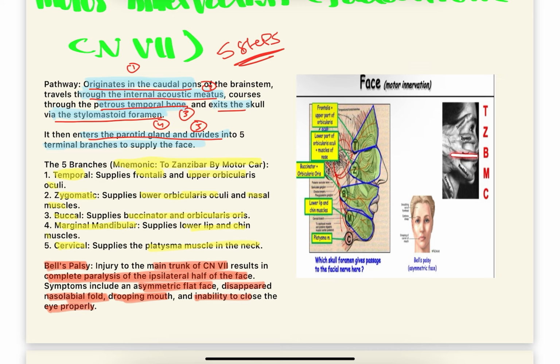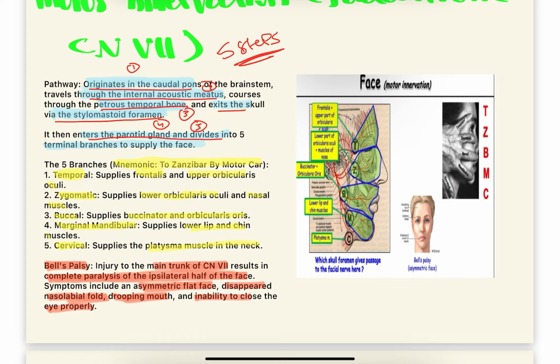Then I have the third branch, which is the buccal. So from its position, it will supply what? The buccinator and the orbicularis oris around the mouth. Then I have the mandibular or marginal mandibular branch. It will supply the lower lip and the chin area. Then lastly, I have the cervical, which will supply the platysma muscle in the neck.